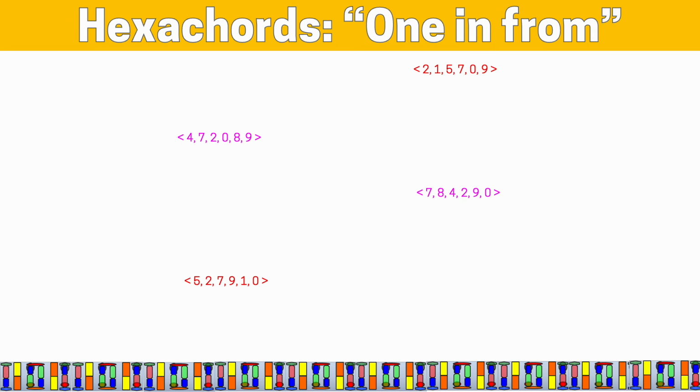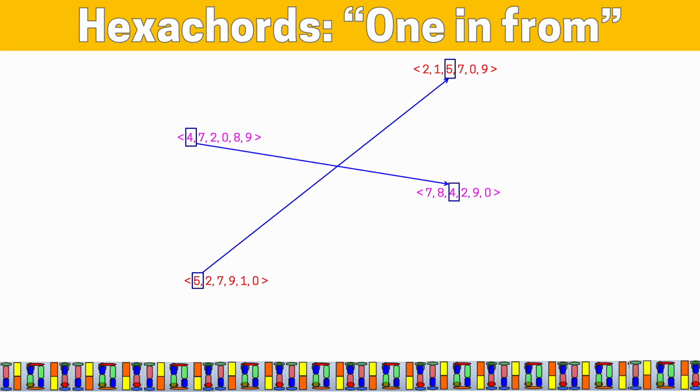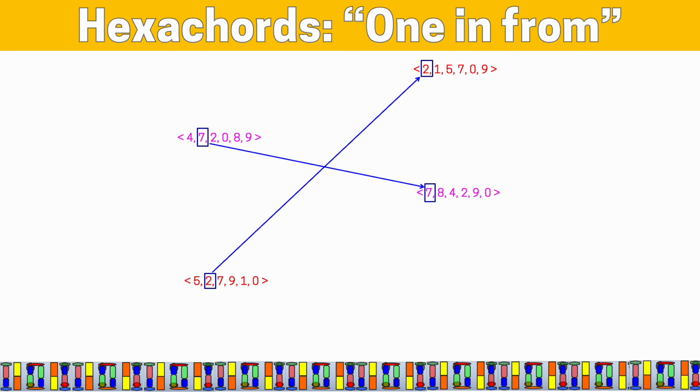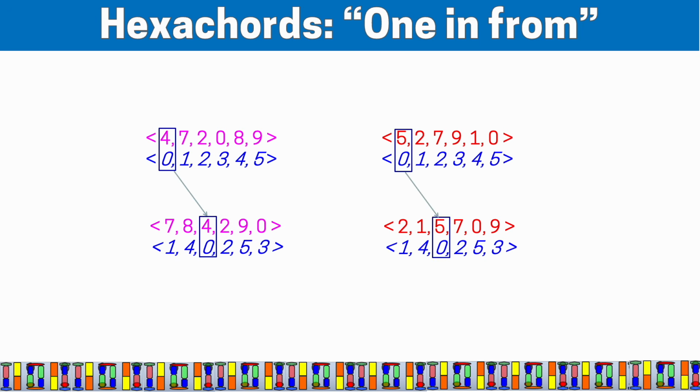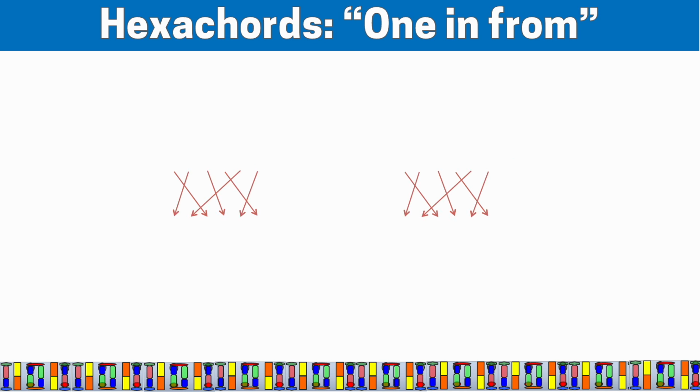The invariant hexachords also exhibit the same pitch class mapping. In each pair, the first pitch class becomes the third, the second becomes the first, the third becomes the fourth, and the remaining pitch classes follow the same positional pattern. Thus, the way the invariant hexachords map onto each other reveals yet another layer of structural organization, as shown here.